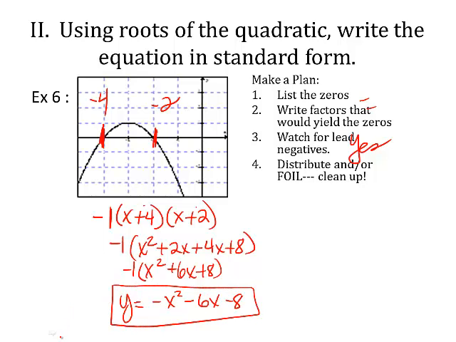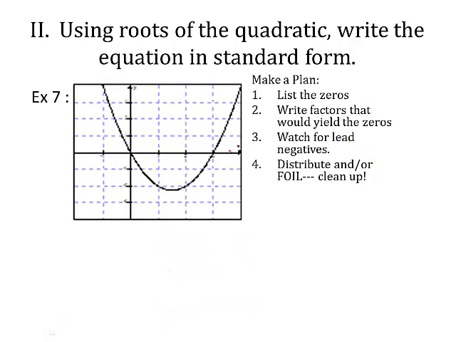Okay? Let's try another one. Again, list the zeros. Here's one at 0, and 1, 2, 3. Write factors that would yield these zeros. Well, if 0 is my zero, then I just need an x there, because x will equal 0 when I set it equal to 0. And positive 3 in the factor will be a negative 3. Lead negatives? Nope, this one is right side up, so I don't have to worry about a lead negative. So now I just distribute. So this will be x squared minus 3x. And I'm done.